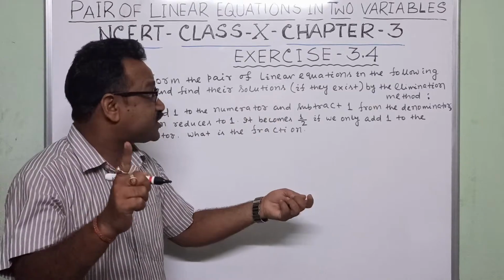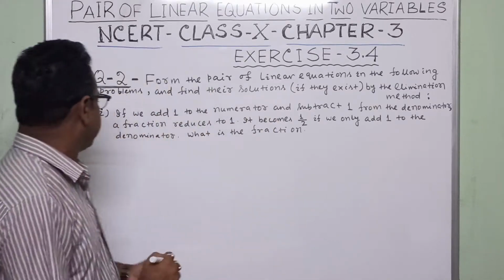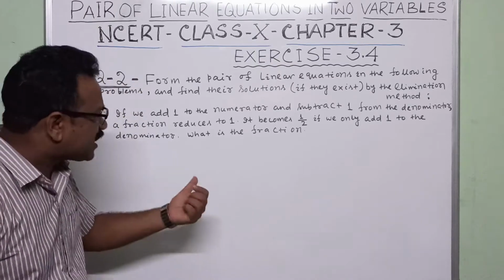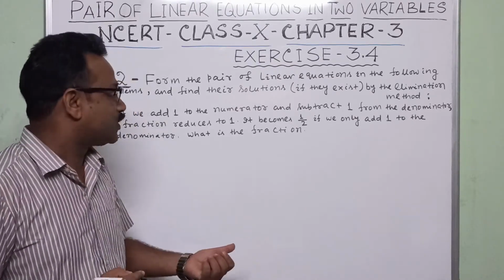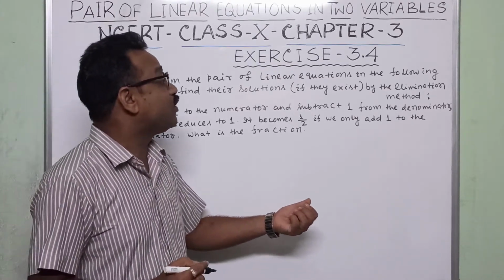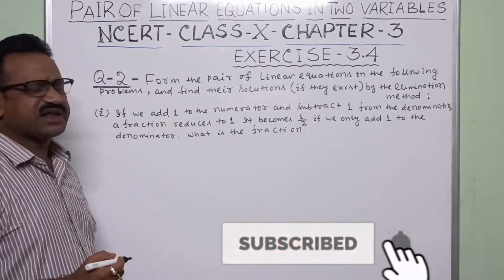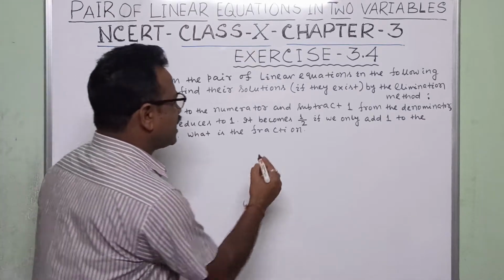If we add 1 to the numerator and subtract 1 from the denominator, a fraction reduces to 1. It becomes 1 by 2 if we only add 1 to the denominator. So what is the fraction? Okay, so let us see.